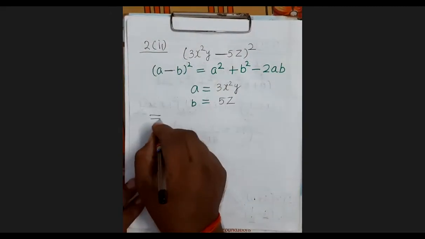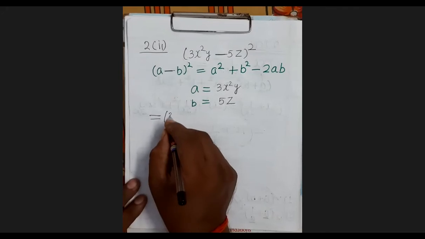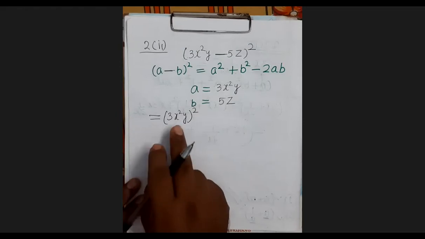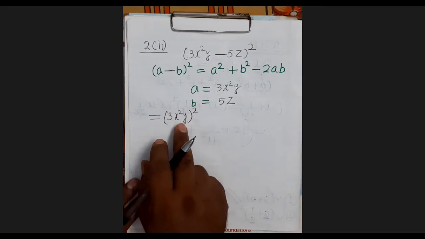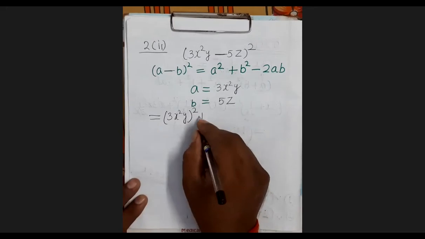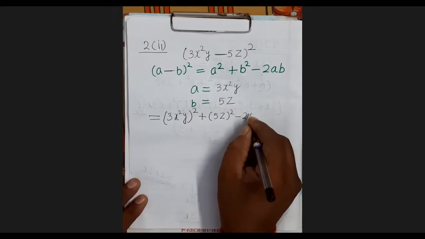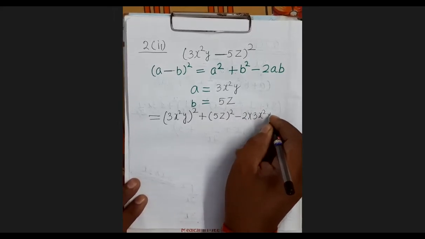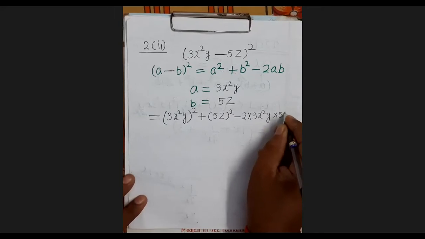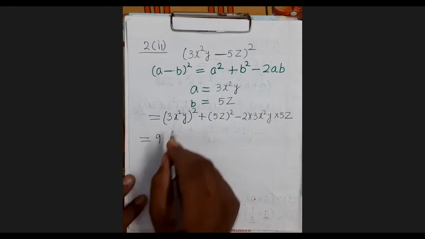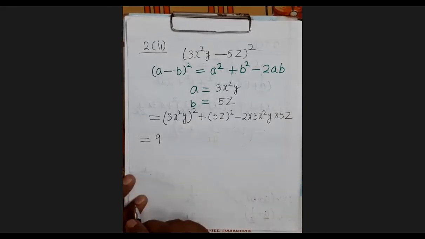Now you substitute. So A square, that is 3x square y whole square. You will always write inside the bracket. Then B square, that is 5z whole square, minus 2 into 3x square y into 5z. Now simplify: 3 square is 9. 9x, x square whole square, the power means 4.